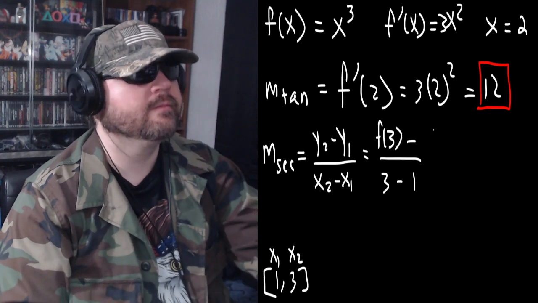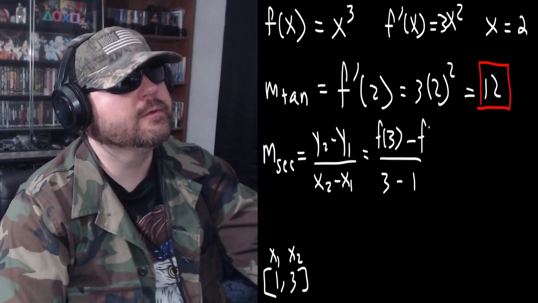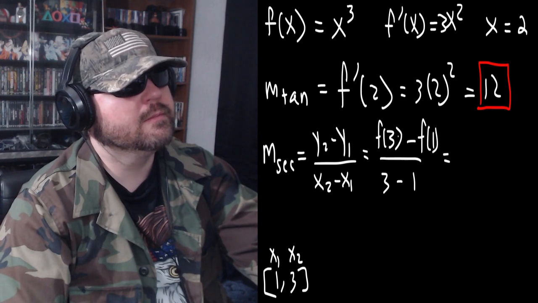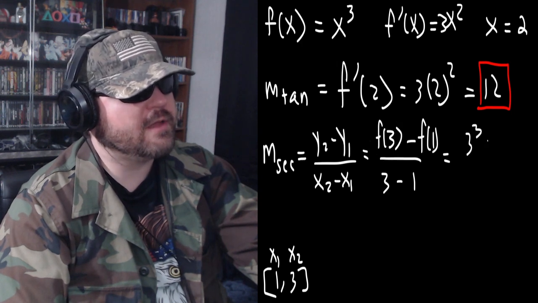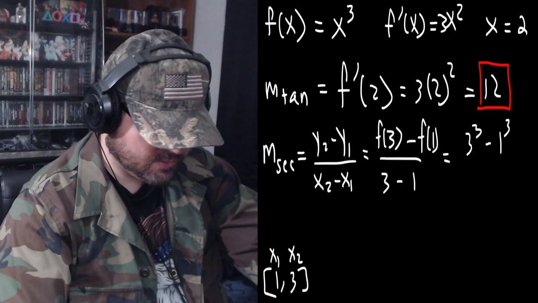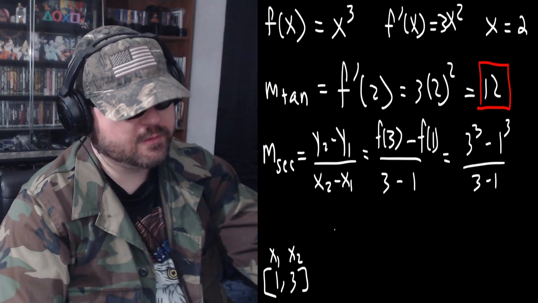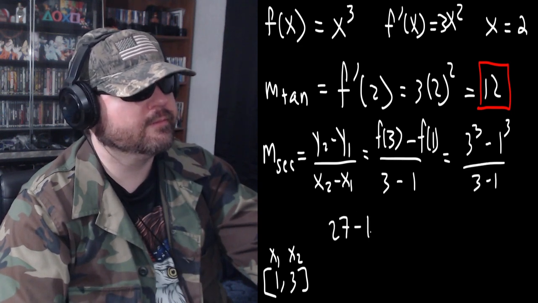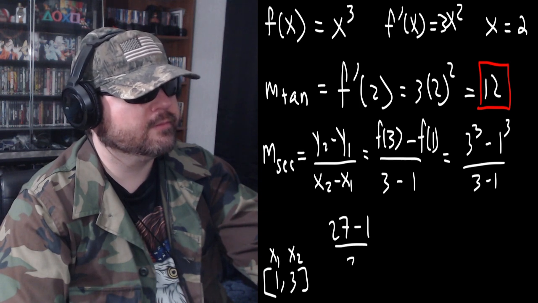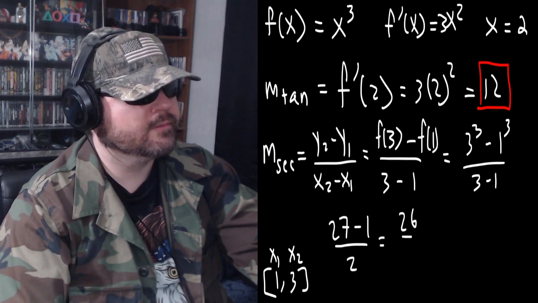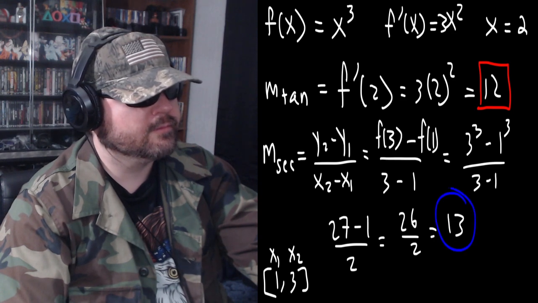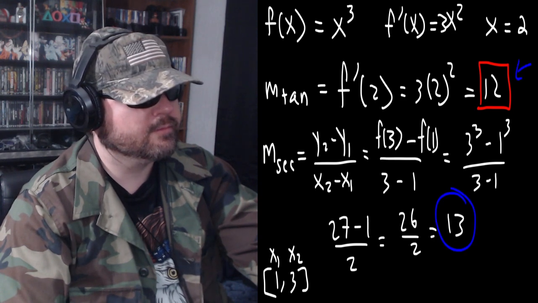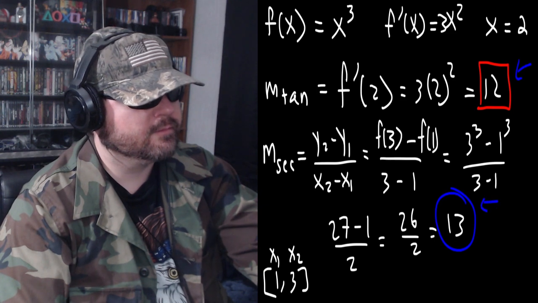y1 is equal to the function when x is 1. So basically, to evaluate f of 3, we need to plug in 3 into that expression. 3 to the third is 27, 1 cubed is 1, 3 minus 1 is 2. So we get 26 over 2, which is 13. So this is not a bad approximation for the slope of the tangent line. As you can see, 12 and 13.